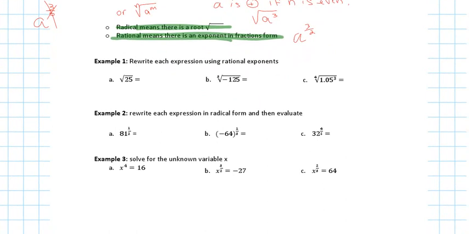Now, the question here is asking you to rewrite each expression using rational exponents. So what form are they in right now? Square radical. Okay? How would you write it as a rational exponent? With the exponent of fractions. Fraction exponent. So let's start with the square root of 25. How would I write that? 25 to the exponent of half.